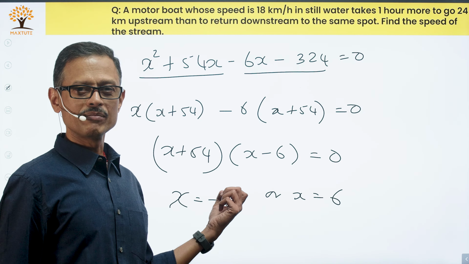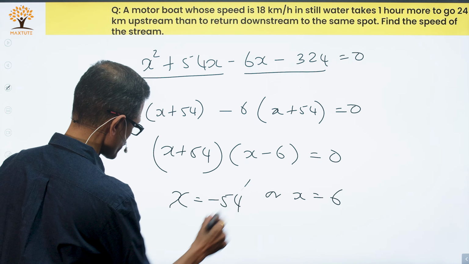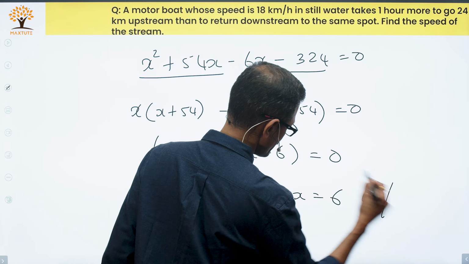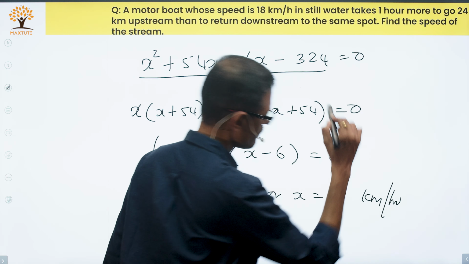x is the speed of the stream. Speeds cannot be negative, so this is ruled out. x is equal to 6. The speed of the stream is x, which is 6 kilometers per hour, which is what we need to find out.